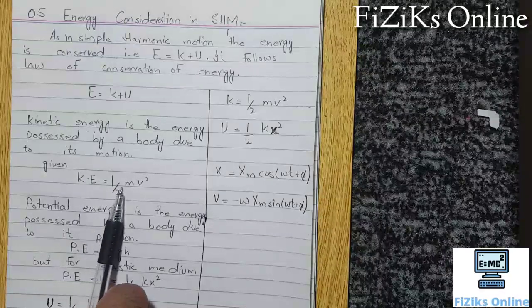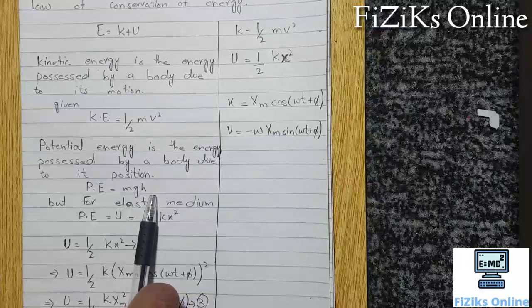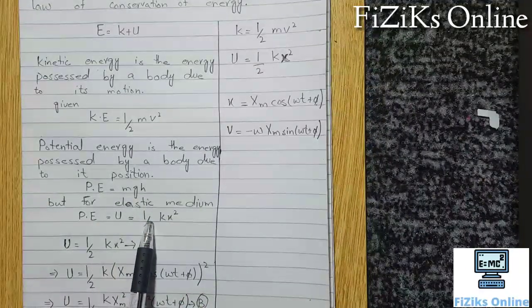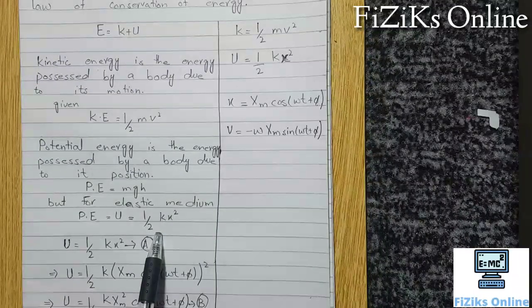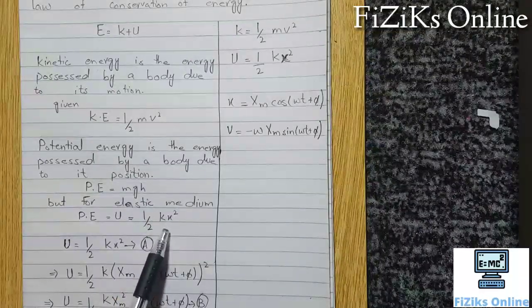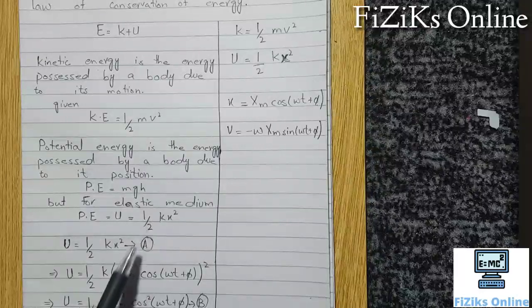Kinetic energy equals half mv square, potential energy equals mgh, but for an elastic medium, potential energy equals half kx square. Here k is the constant for that elastic medium. In simple harmonic motion we are using a mass spring system, so k is the spring constant.